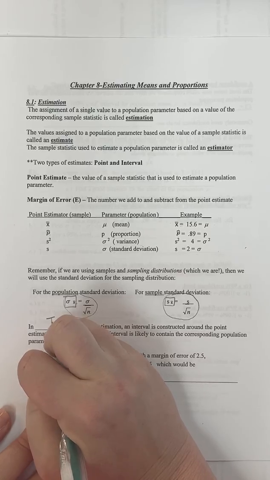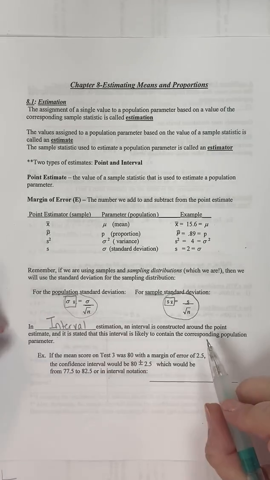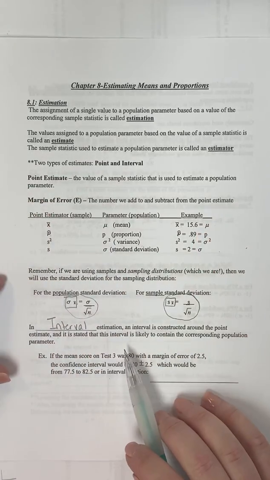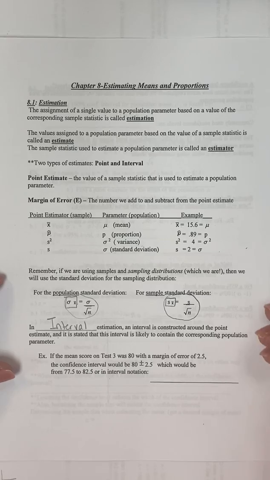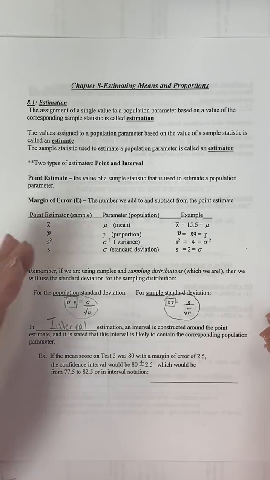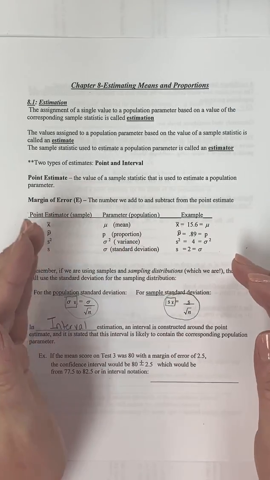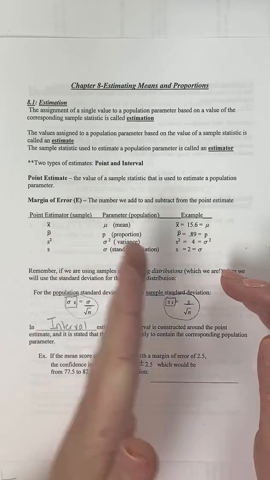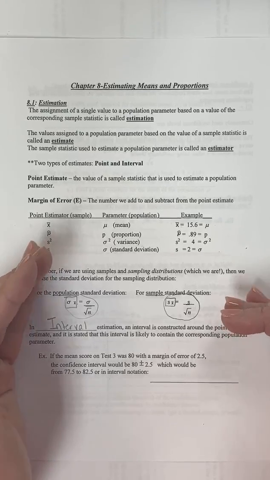Now let's talk a little bit about interval estimation. In an interval estimation, an interval is constructed around the point estimate. It's stated that this interval is likely to contain the corresponding population parameter. So what we're going to do is create an interval in interval notation, just like in college algebra, with parentheses, a smaller value, comma, a larger value. We get this interval by taking the point estimate, like x bar, and subtracting the margin of error to get the smaller value. We add the margin of error to get the larger value, and it creates this little interval.